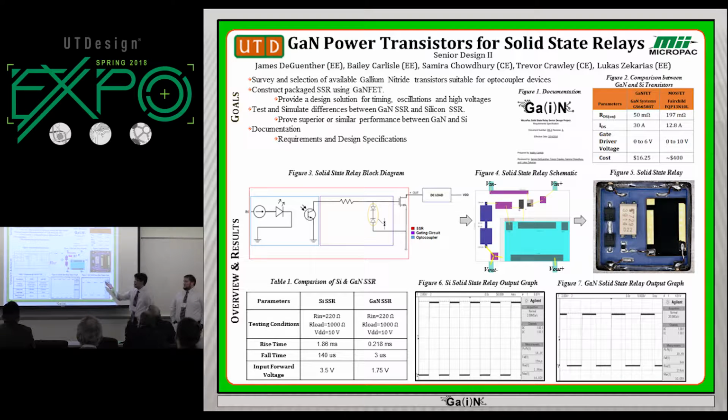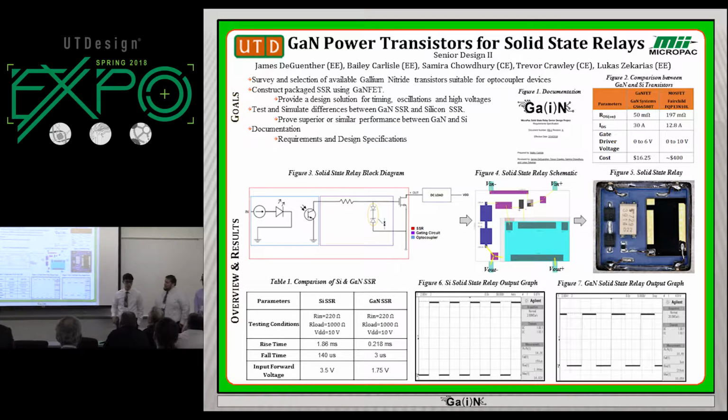It takes in an input current, which powers an LED that shines onto our photovoltaic. And then the photovoltaic produces a current into our gating circuit, which consists of a resistor and two zener diodes for clamping the gate of the gallium nitride transistor. The entire solid-state relay is in red, and the output of it feeds into a DC load, like we had mentioned. And now Trevor will talk more about the details of the design.